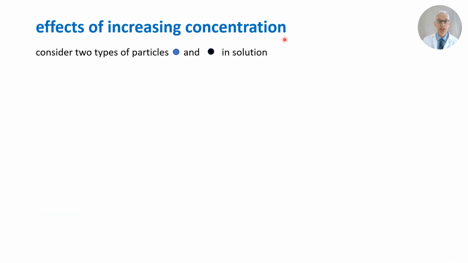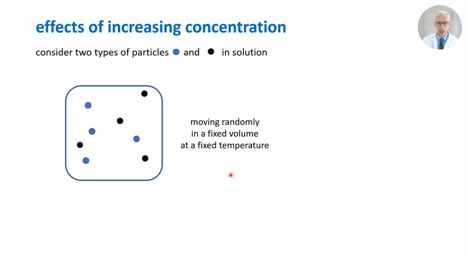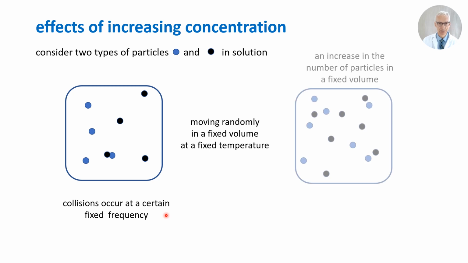So let's consider the effects of increasing concentration. We have two types of particles in my diagram, a blue and a black. They are both in solution. And as such, they are moving randomly in a fixed volume at a fixed temperature. Collisions occur at a fixed frequency. So the rate of collisions per second is steady.